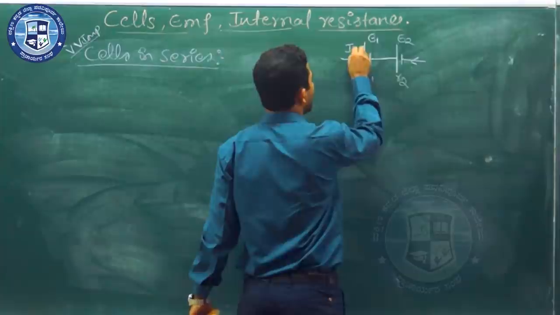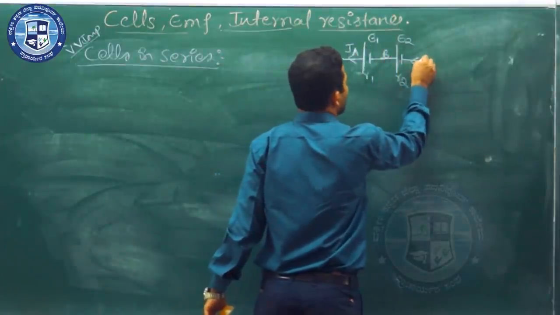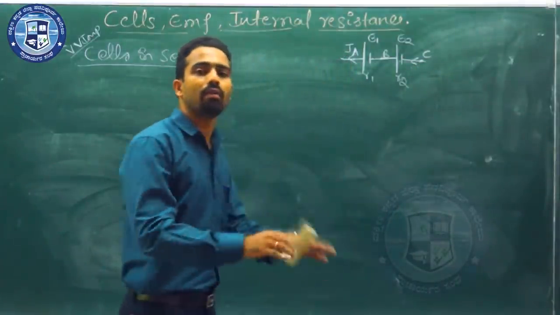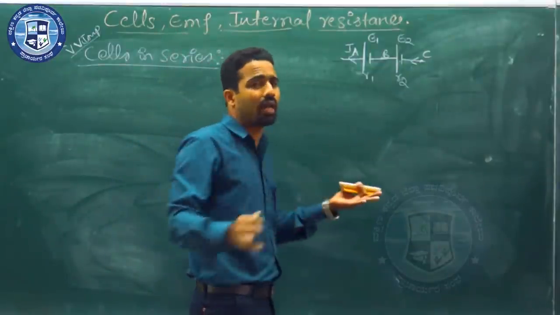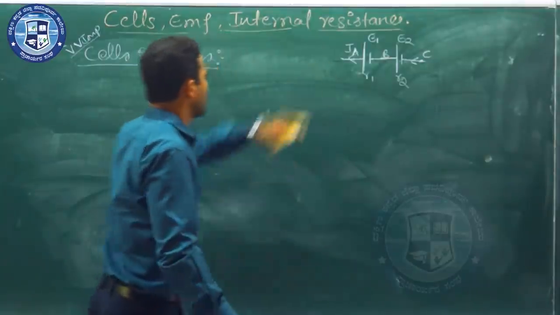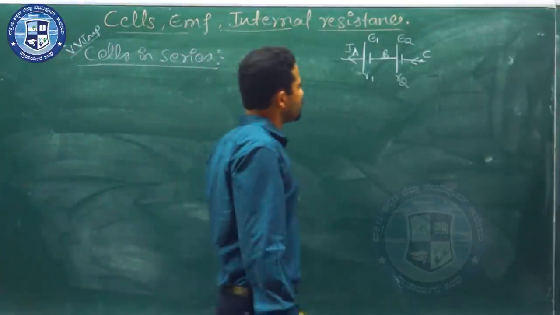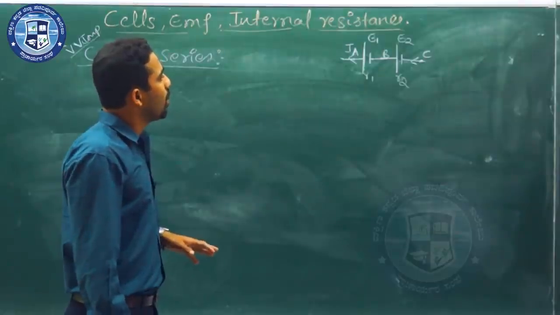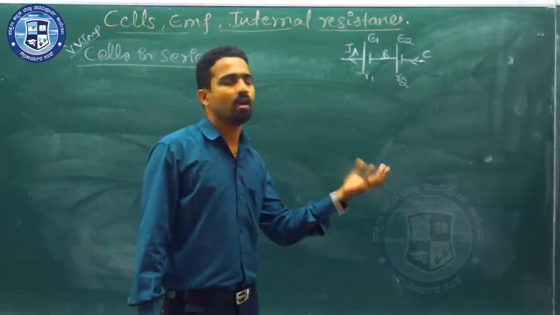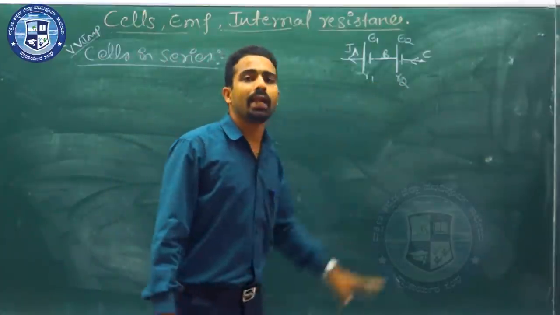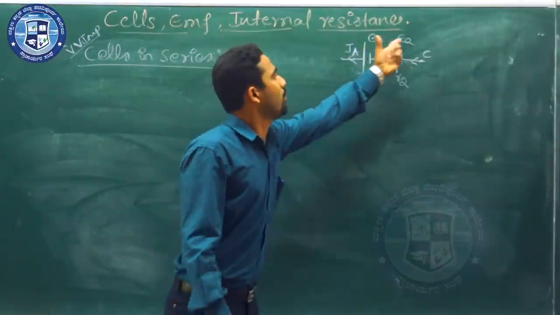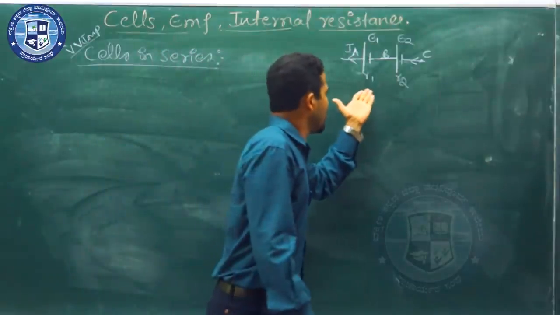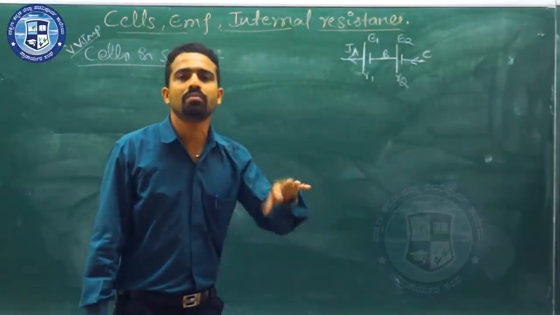Now let us mark some points here: point A, point B, and point C. You should imagine that some external circuit, such as a resistor, has been connected here. Otherwise, no current will flow. Now we have combined the cells with the resistor in a series manner. Then we should see what the EMF and the internal resistance of the combination will be: whether the EMF will increase, decrease, or become zero, and whether the internal resistance will increase or decrease.